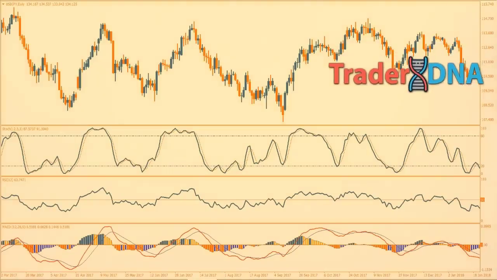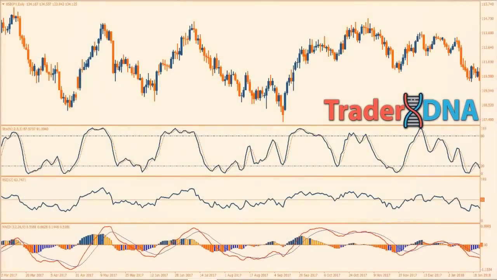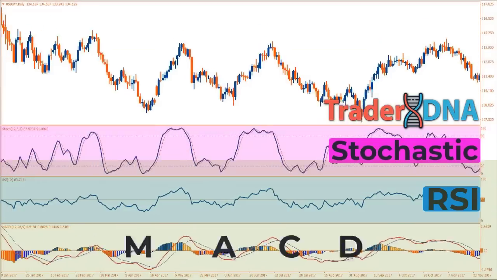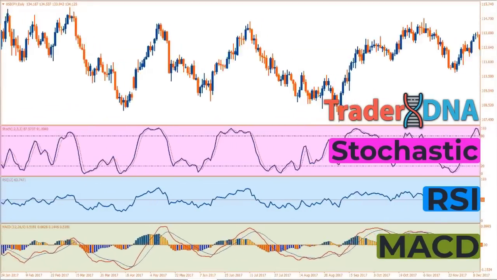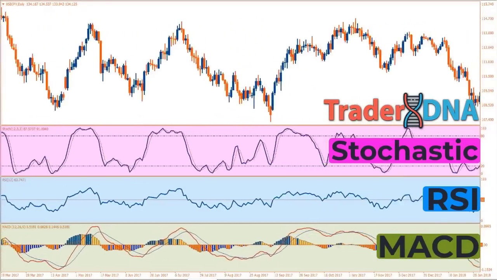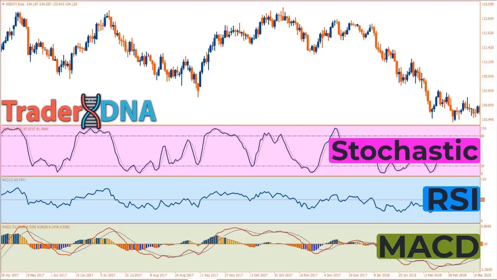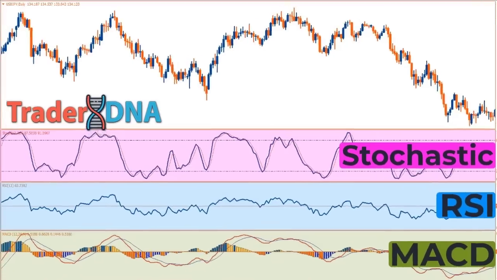In this technical analysis, we are using a combination of three technical indicators: the stochastic oscillator, RSI, and MACD. First, let's start with the stochastic technical indicator, because that will generate our main entry signal. How to trade the market using the stochastic indicator.